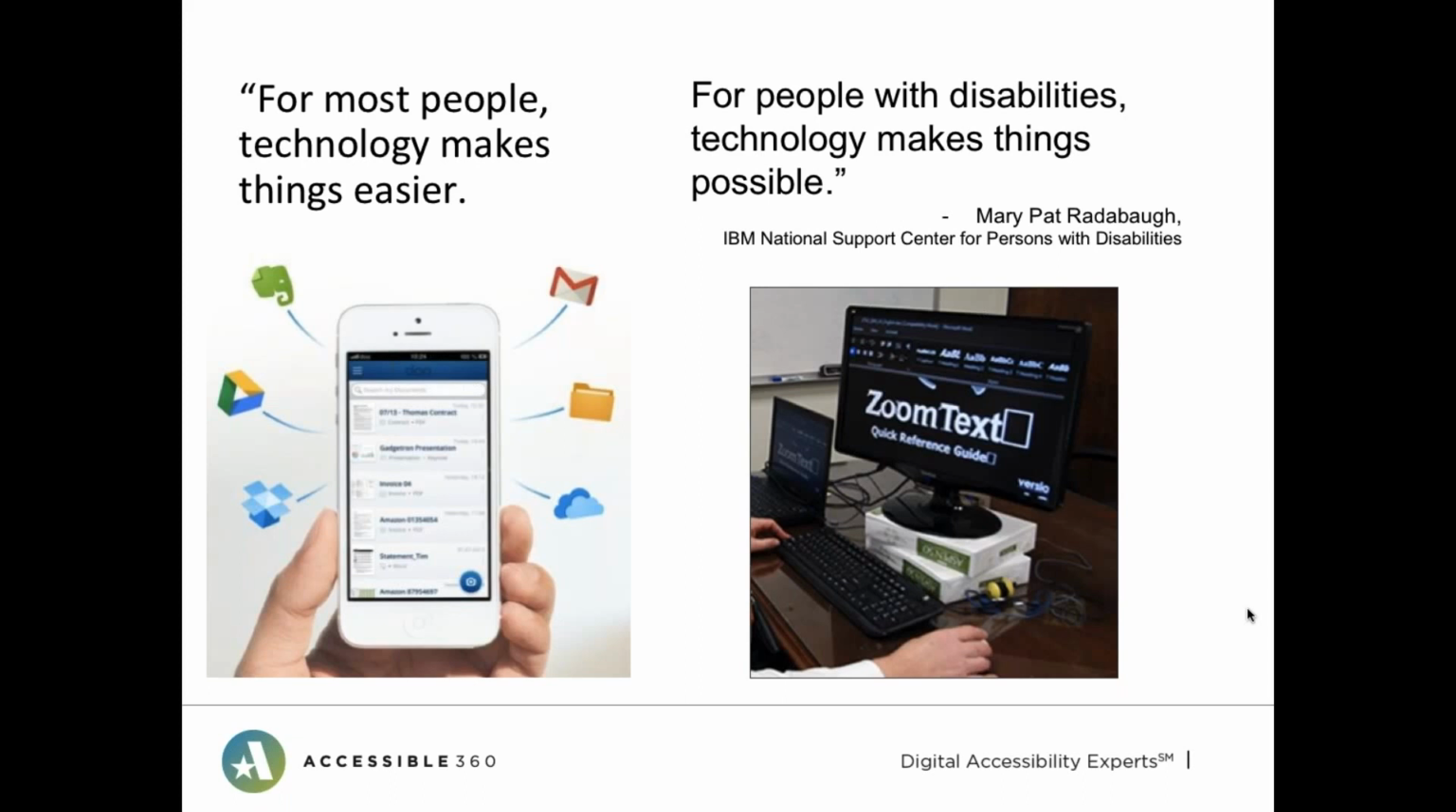I love this saying from another Minnesota company, IBM. Mary Pat Rodabaugh was one of the leaders in accessibility as they thought about it at IBM. For most people, technology makes things easier. It also makes us busier, I think, right? We can do so much in so little time. But for people with disabilities, technology makes things possible, right? So they can get on the internet and do things on their smartphones that they wouldn't normally be able to do without proper code or assistive technologies. The one that the gentleman is using in the right-hand picture is just Zoom text.